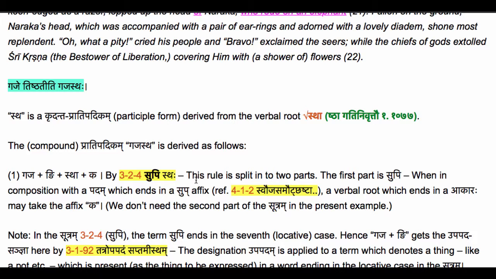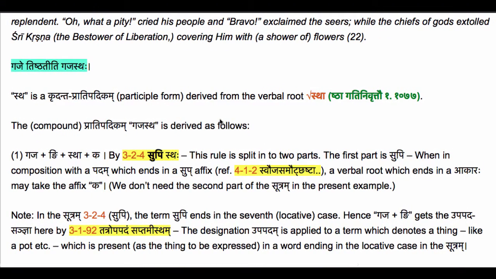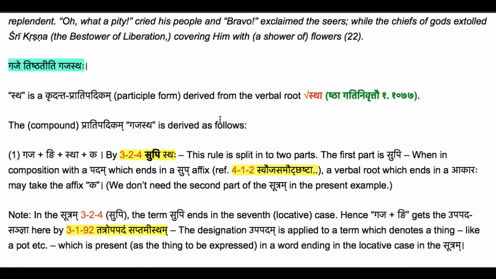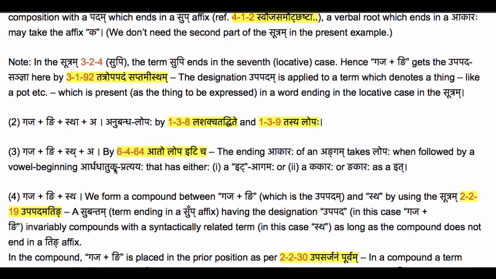The vigrahavakyam here is Kanthe tishtatiti Kanthesthaha. So we don't have to go into all the steps in detail. Very briefly, what happens here is that the Sutram 3.2.4 Supisthaha, in fact just the first part of the Sutram, Supi, is used to bring in the affix ka following the verbal root stha with gaja plus ni, in our case kantha plus ni, as the upapadam. Then after doing anubandha lopaha and applying ato lopa iticha 6.4.64, we get kantha ni stha.